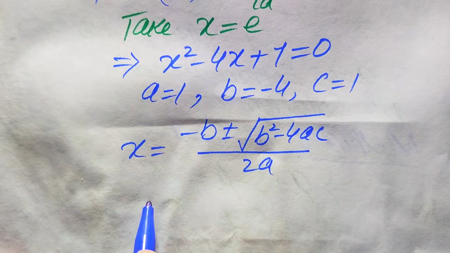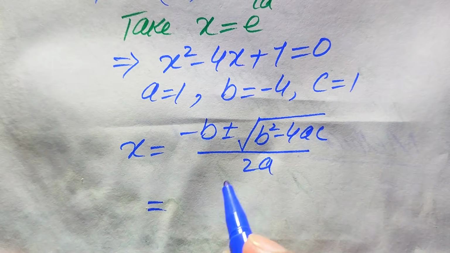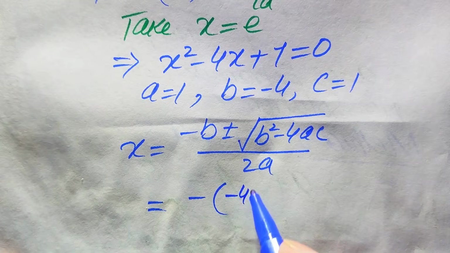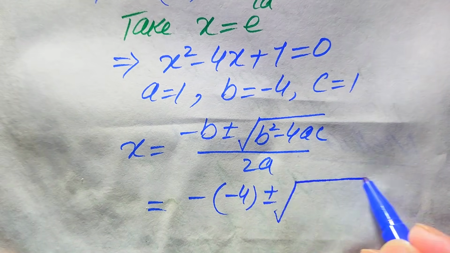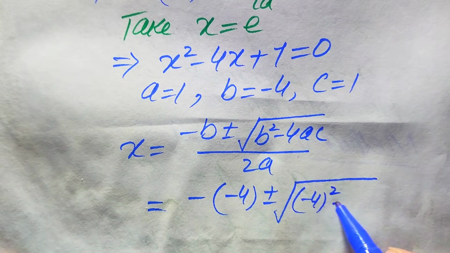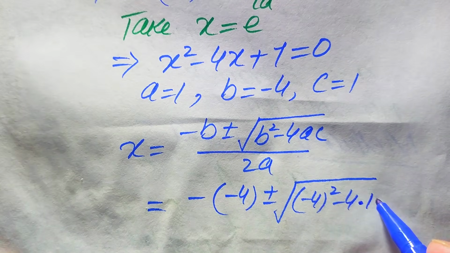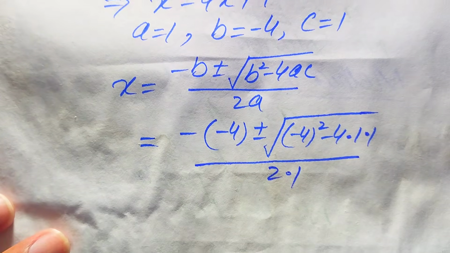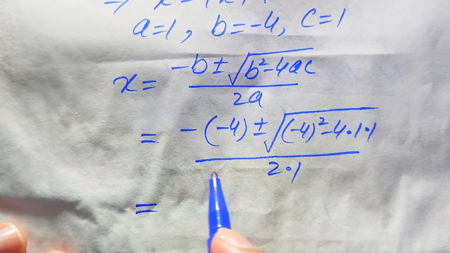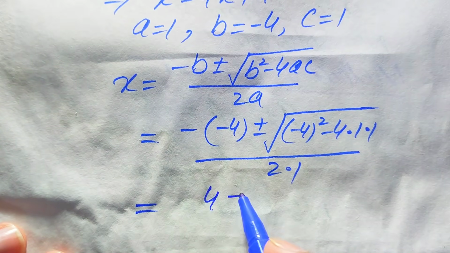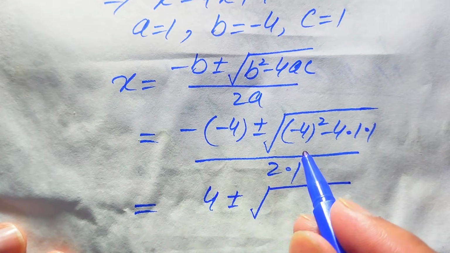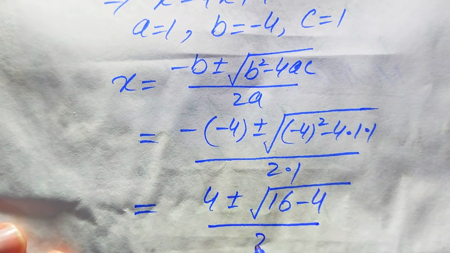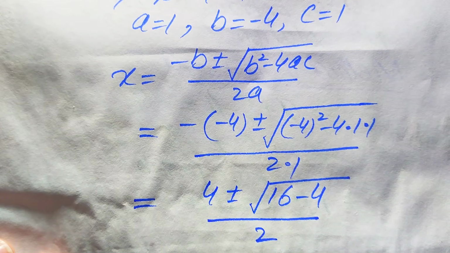This is our quadratic formula, and here we substitute all the values of a, b and c in this formula. It becomes x equals minus b, that is minus of minus 4, plus minus square root of minus 4 squared minus 4 times a, which is 1, and c, which is 1, divided by 2 times a, which also equals 1. Further we have minus times minus becomes plus, so 4 plus minus square root of minus 4 squared becomes 16 minus 4, divided by 2 times 1, which equals 2.